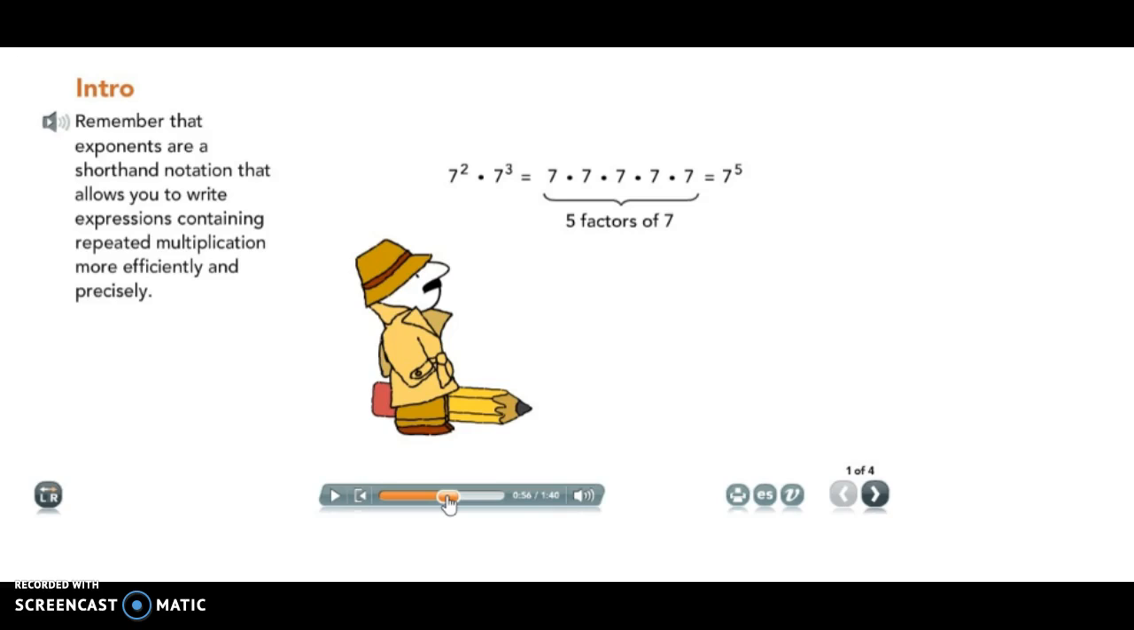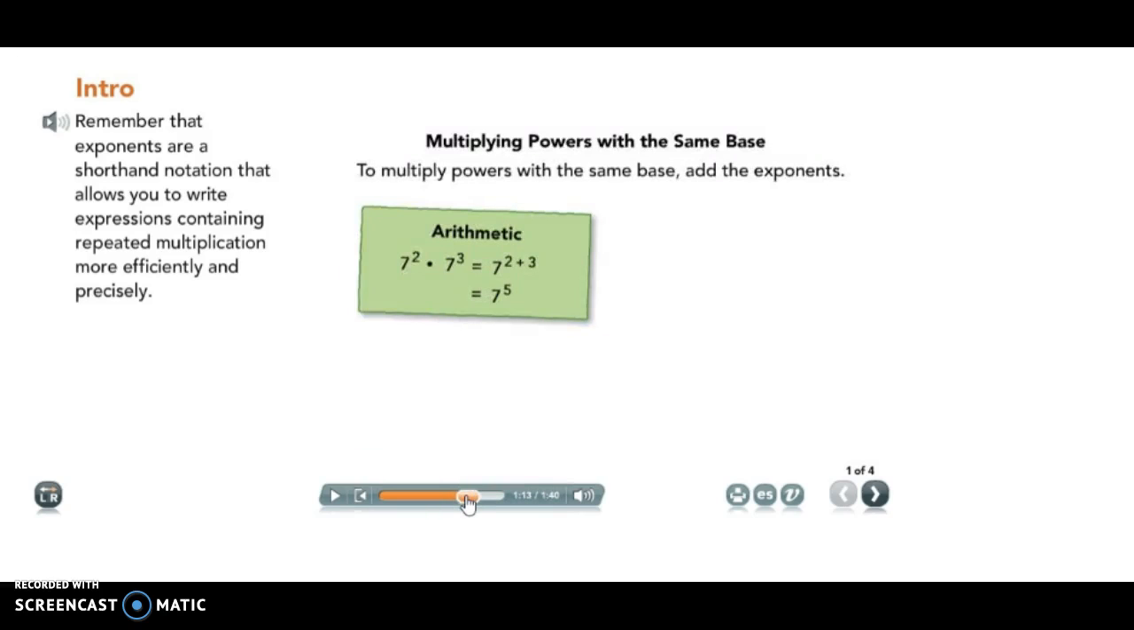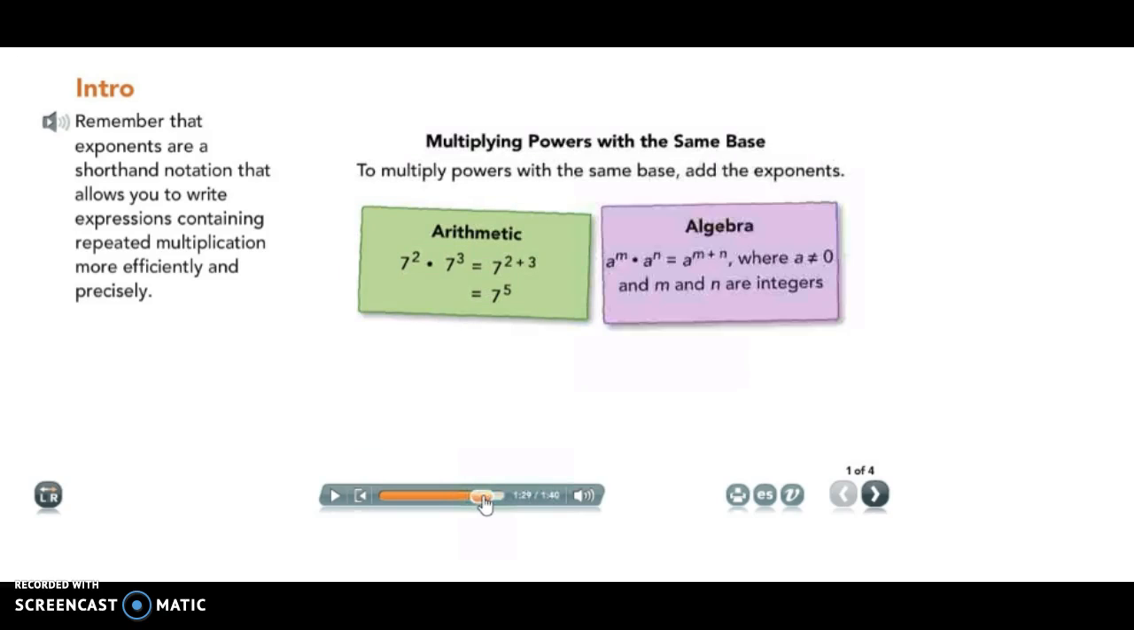Every time that it looks like we are multiplying two bases that have exponents with them, we are going to be adding those exponents. So here is your example, and it doesn't matter if we're talking with numbers or with letters. So let's give it a try.